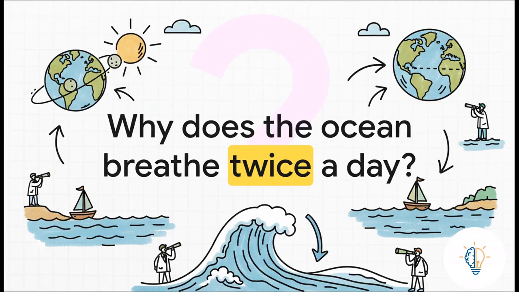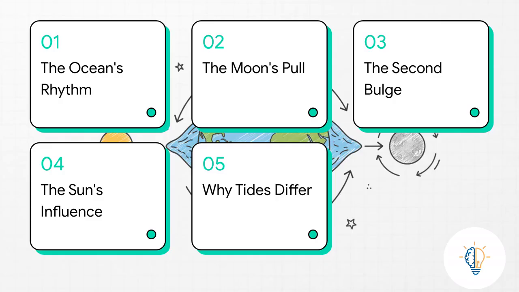Why does it happen? Here's what we're going to cover. First, we'll look at the basic pattern. Then, we'll introduce the main culprit. After that, we'll solve a really cool puzzle, bring in another major player, and then see why it all looks so different depending on where you are in the world.